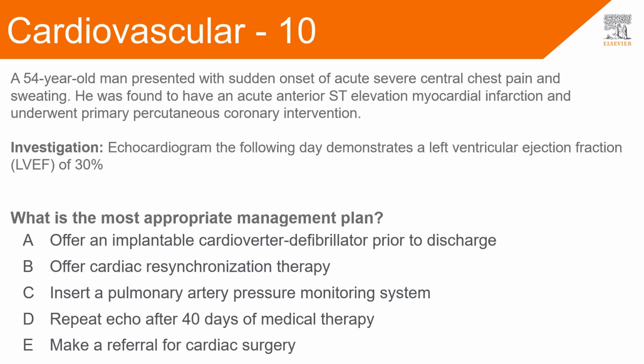So this is a man that's got sudden onset chest pain. He's found to have a STEMI. He's been treated for the STEMI. And afterwards, he has got a reduced left ventricular ejection fraction. What are you going to do for him? The correct answer is option number D.